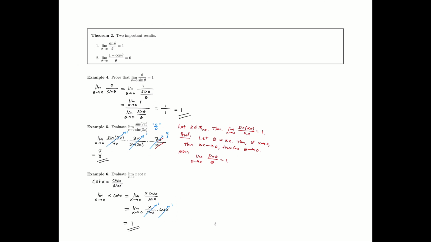All right, example 7. We are going to evaluate the limit as x goes to pi over 2 of this expression here. So this expression here looks very similar to this expression in theorem 2: 1 minus the cosine of something over that same something as theta goes to 0 equals 0.